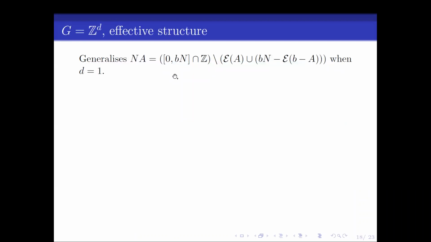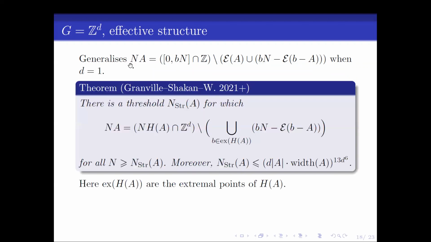And that's what we show. We show this effective structure, which is a straight generalization of the one-dimensional case, which I just remind you of here. This was, in fact, what Nathanson proved back in the 70s. And so here's the generalization. There is some structural threshold for which the sumset NA is everything you could possibly get in the dilation of the convex hull, but you've got to remove the exceptional elements. Okay, and so we prove this with an effective threshold for the structure, which is this.